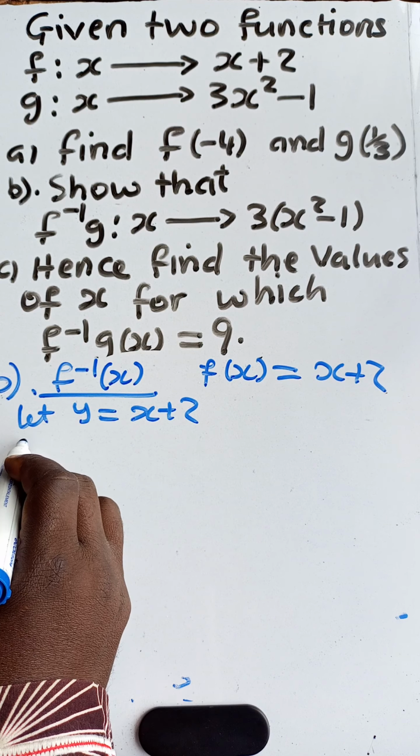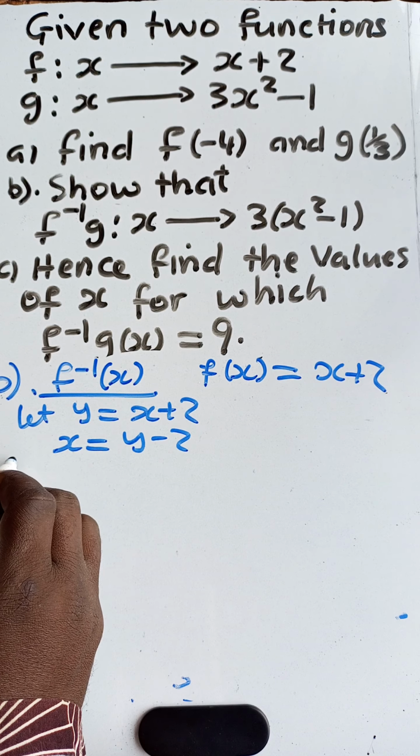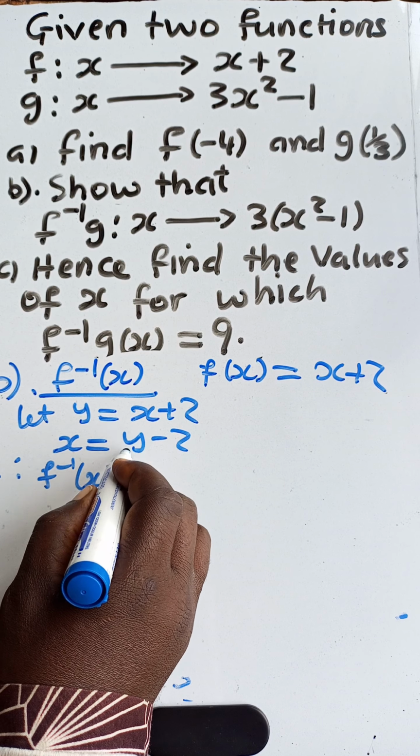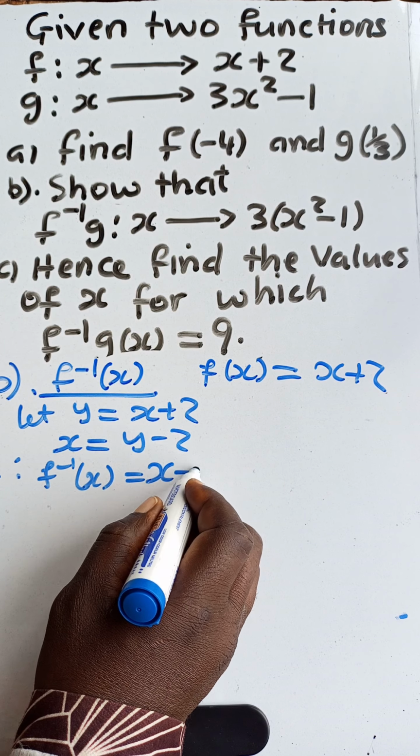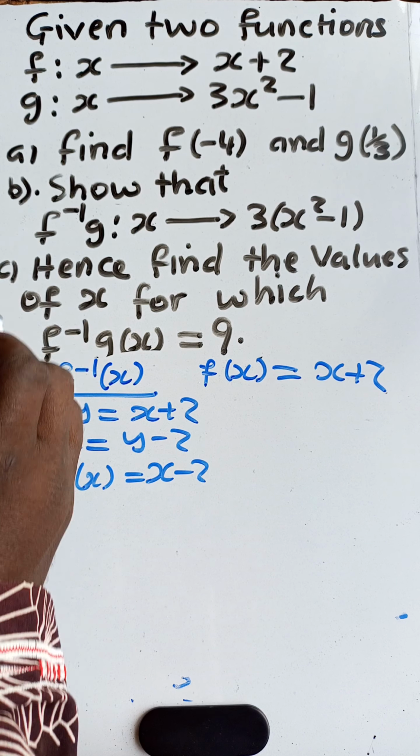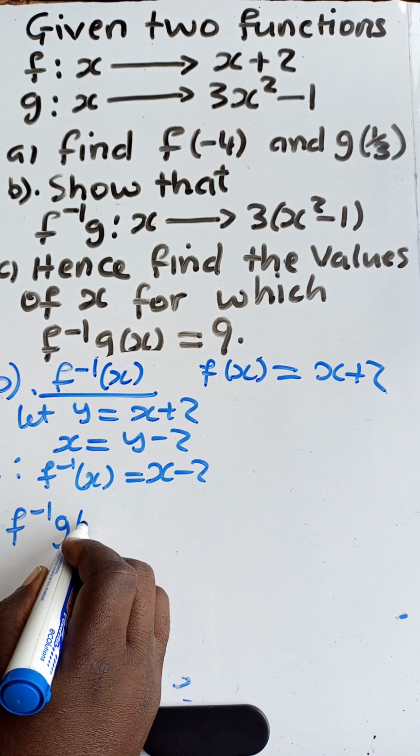From here, we solve for x. So x is y minus 2. Therefore, the inverse function for f will be, we'll now replace y with x, will be x minus 2. All right? So that we can now carry out the composite f inverse g.